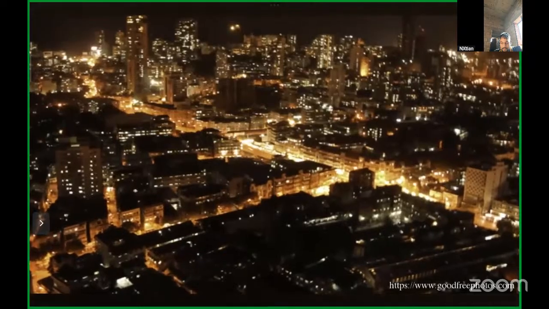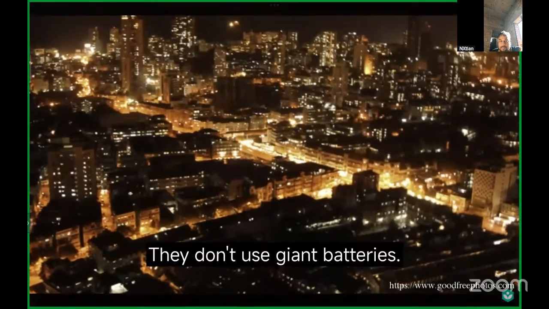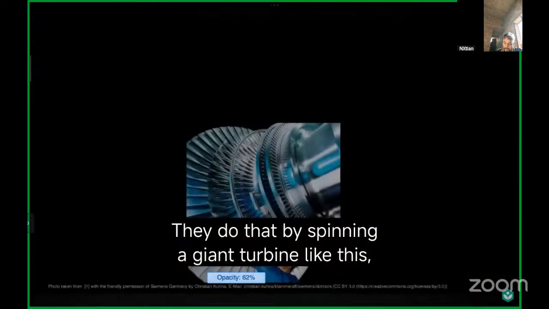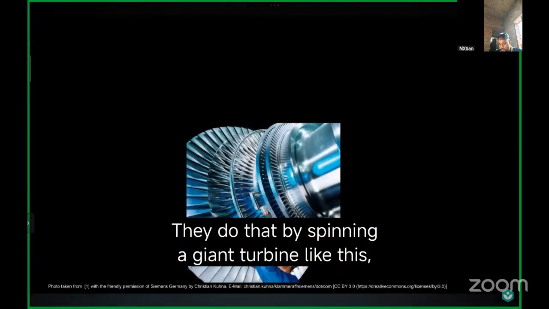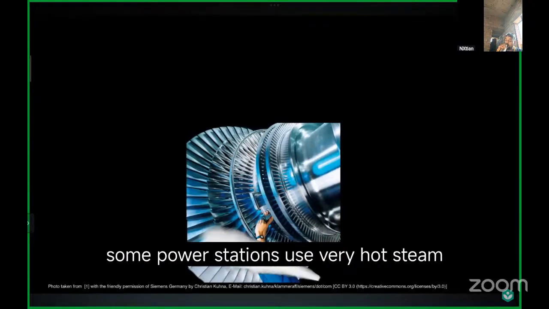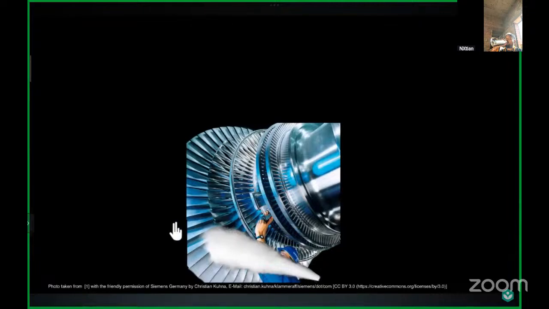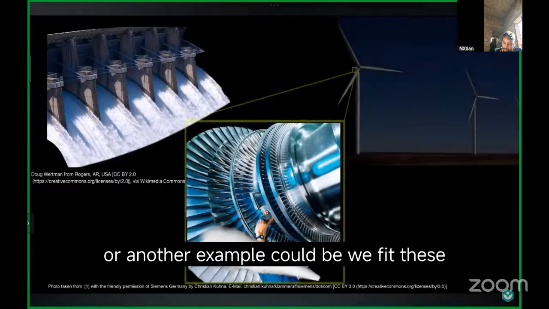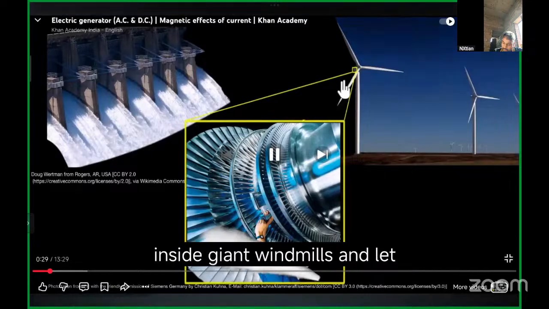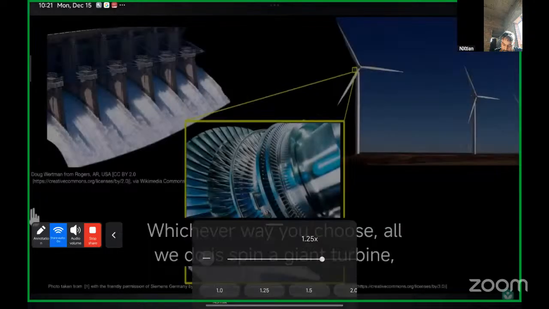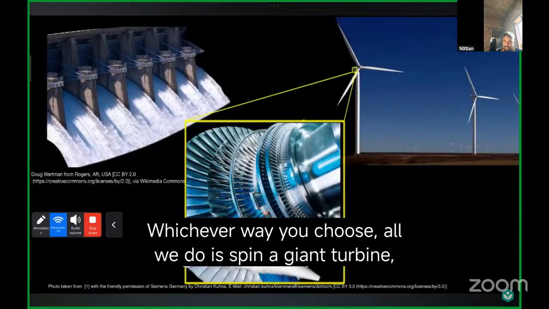Thousands of houses around a city. They don't use giant batteries. They do that by spinning a giant turbine like this. And to spin such a turbine, some power stations use very hot steam that blows over the turbines and spins it. Or maybe we can use the energy of the falling water. Or another example could be we fit these inside giant windmills and let the wind do the work for us. Whichever way you choose, all we do is spin a giant turbine.